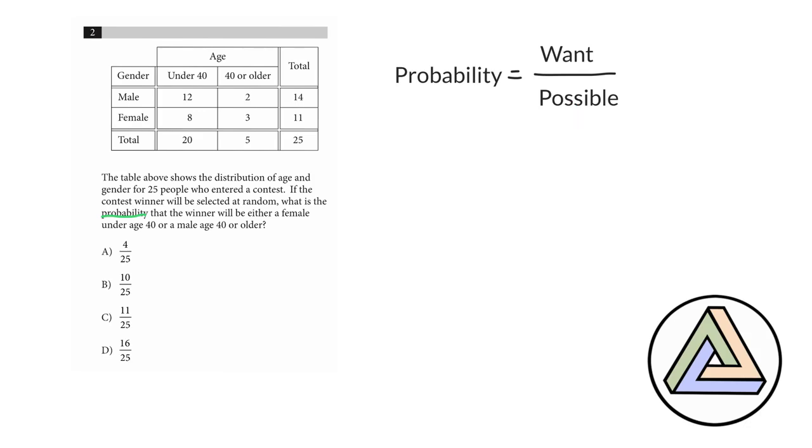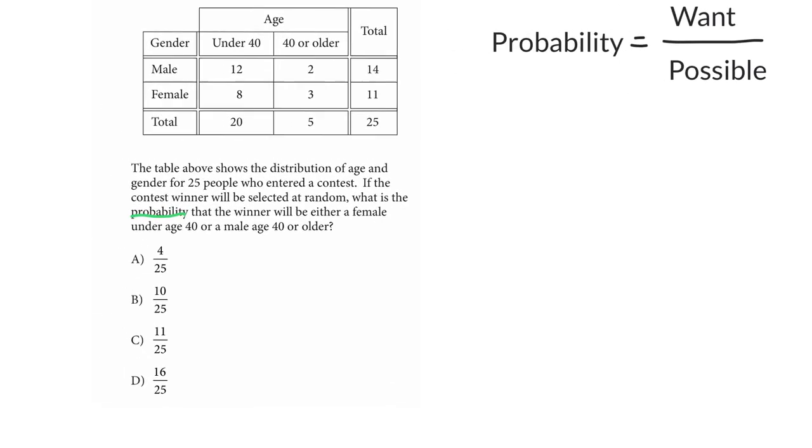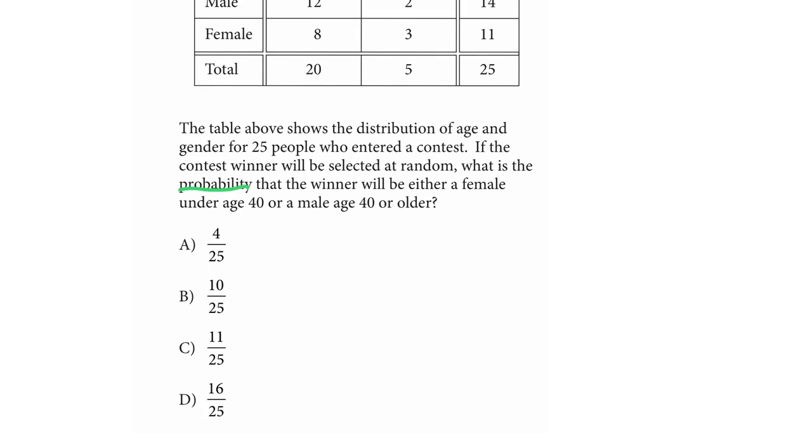Now the word or right here, it says the winner will be either a female under age 40 or a male age 40 or older. The word or should make you think in terms of addition, which I'll explain a little better in a moment. But just know that when you see or, you're going to take the outcome here and add it to the outcome over here. So we have an outcome called female under age 40. The word or means we're going to add it to the outcome of a male age 40 or older.